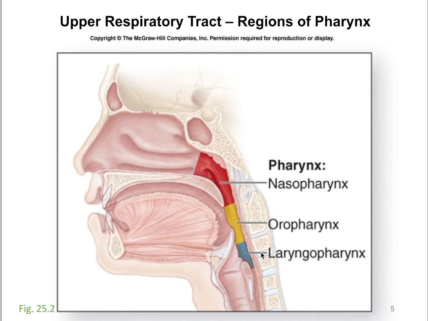So the hyoid bone is this little bone right here, and it is the actual division between the oropharynx and the laryngopharynx. So you can say that anything above the hyoid bone, but below the uvula is the oropharynx, and everything below the hyoid bone is the laryngopharynx.